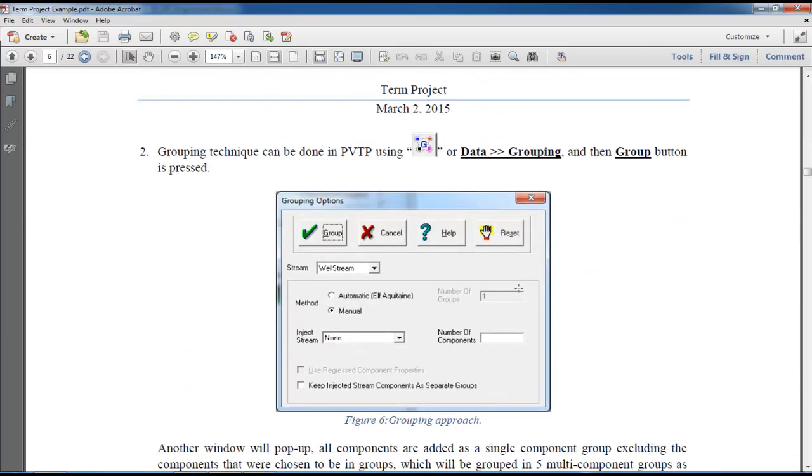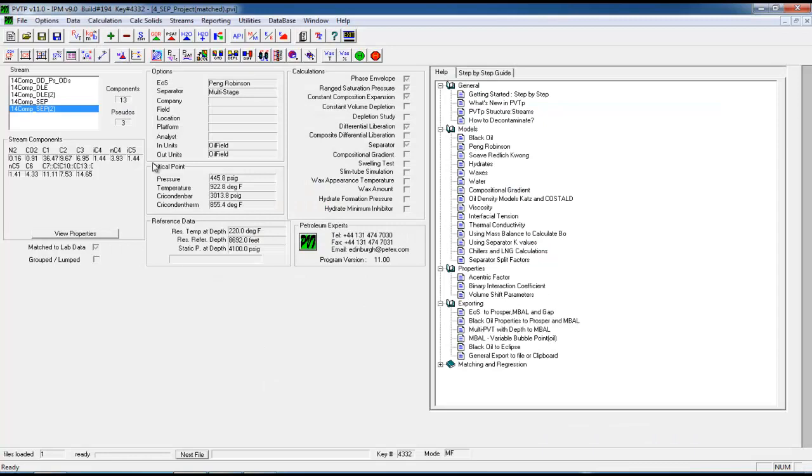So this is how you do that in the software. The grouping technique can be done in PVTP using this, or you go to data, grouping, and then the group button is pressed. So I can show you that in the software. So this is our last file. This is the grouping button. It's shown here.